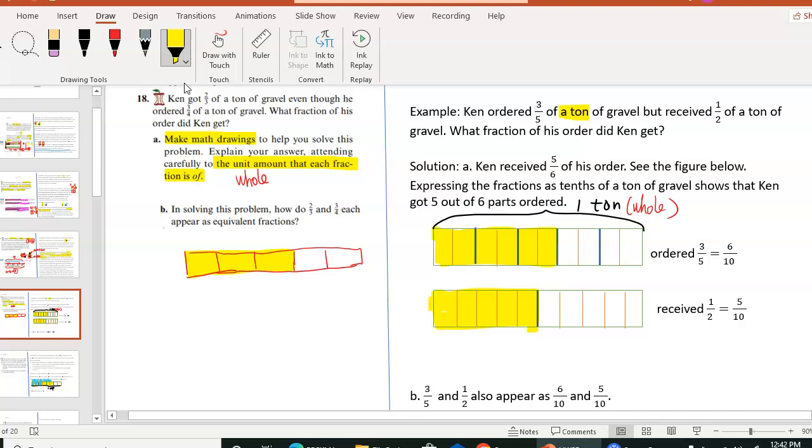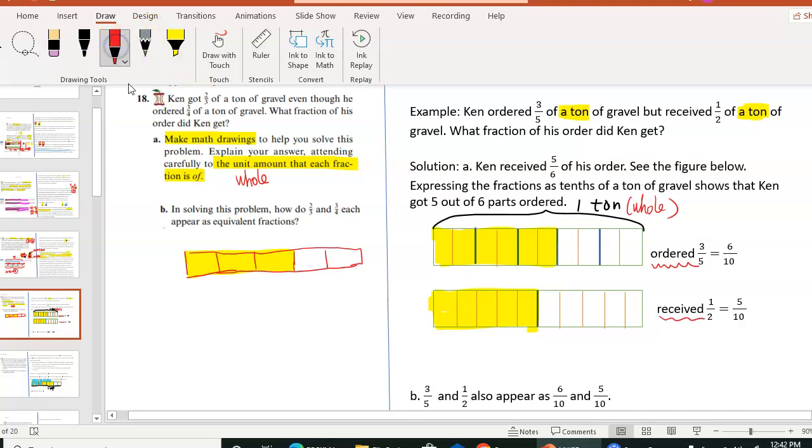Now, what he actually received was half of a ton. For the second fraction, also pay attention to the whole, because this will tell you. When you draw, you can see I labeled the first one as ordered and the second one as received. Because these two have the same whole, when I draw the second paper strip, I made sure they are identical sizes. If it said 1/2 of something else in another whole, they would not be the same size. But in this case, both are a portion of a ton.